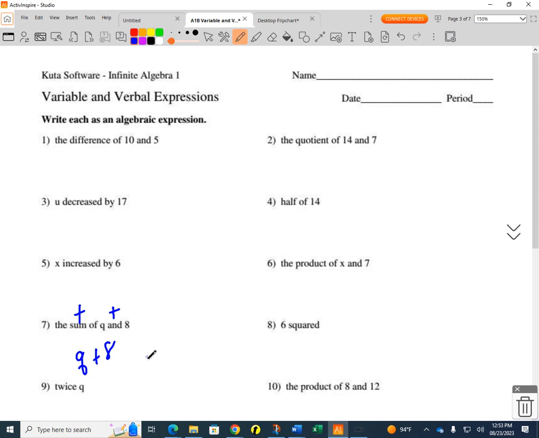Number 9. Twice Q. What does the word twice mean? Multiply by what? By 2, right? If I say I want to get paid twice as much, and I'm getting paid $25 an hour right now, that means I want to get paid 25 times 2 per hour, right? Which will never happen.